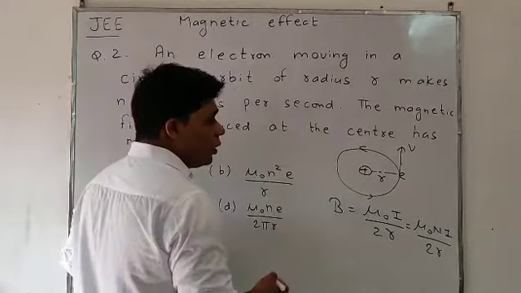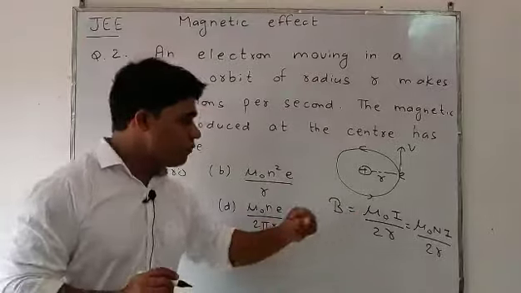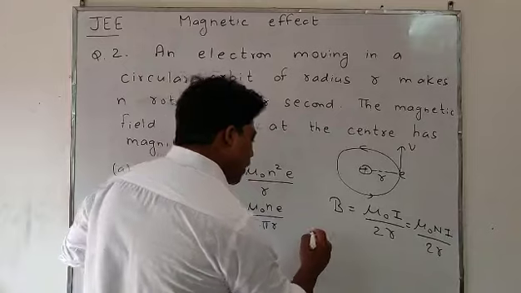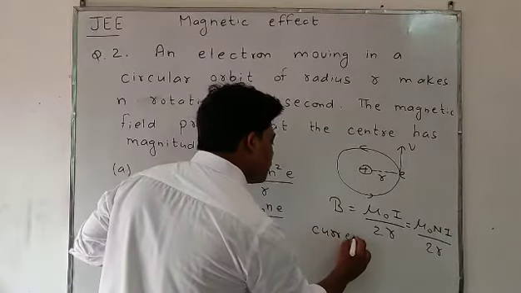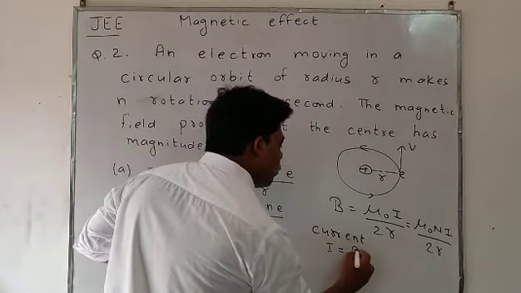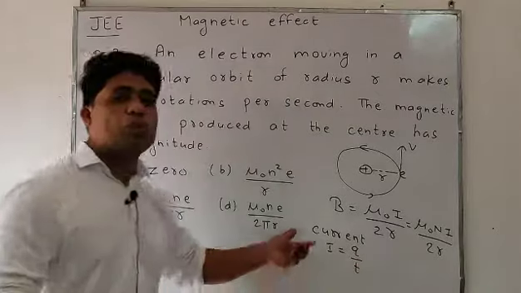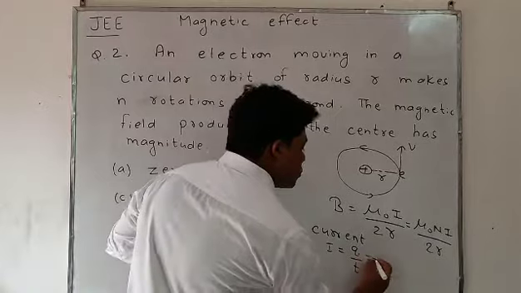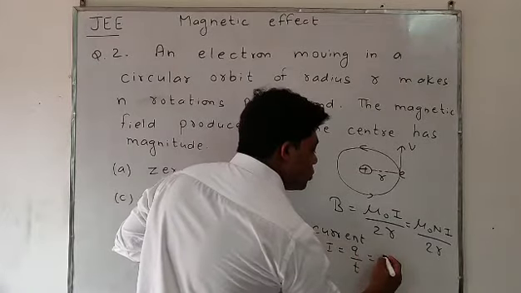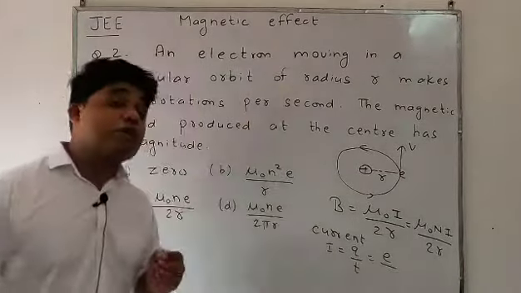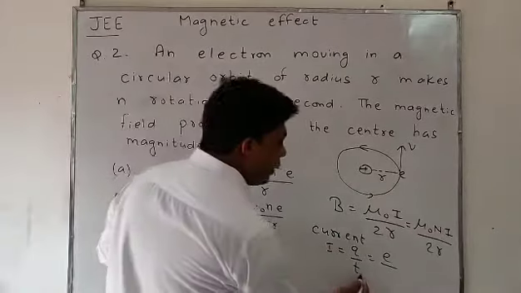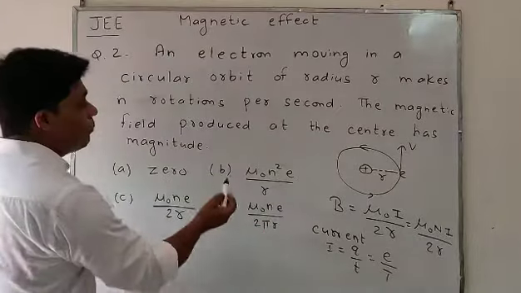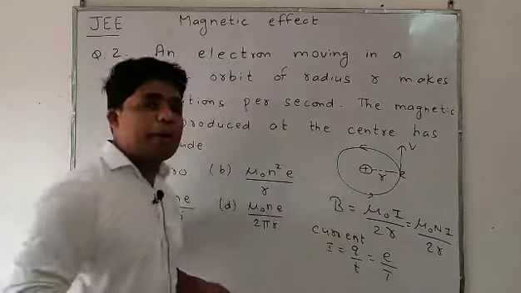But our answer is not in this given form. We have to find the value of current. How can you find the value of current, students? The rate of flow of charge is called electric current, I equals Q by T. Q becomes e, the charge of the electron is small e, and time period is taken as capital T. Time taken in one revolution of the electron is called the time period.